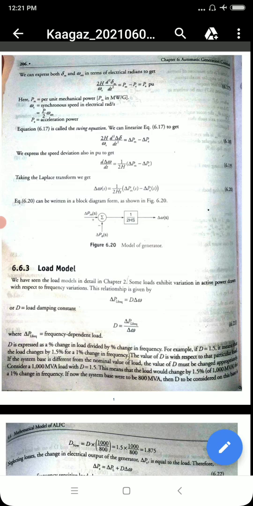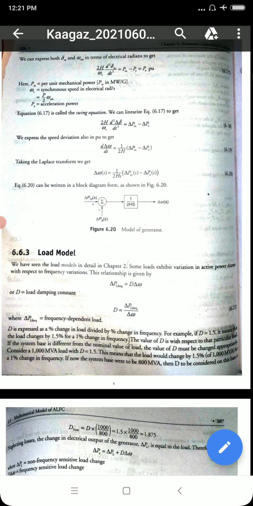For example, if the value of D is 1.5, it means the load changes by 1.5% when the frequency changes by 1%. Got it? The value of D is with respect to the particular load. If the system base is different from the nominal value of load, the value of D must be changed appropriately.